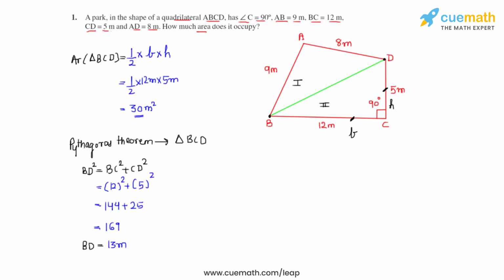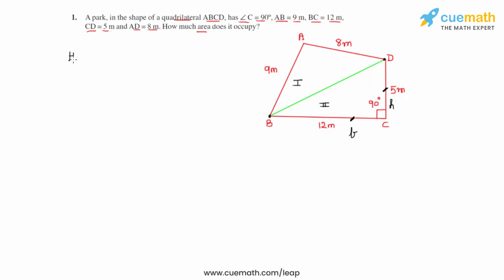Now that we have found out the length of BD, we can find the area of triangle ABD. But as we see that the height for this triangle is not given, we will have to make use of Heron's formula. So let's write that first. By Heron's formula, we can find the area A of any triangle by writing under root S times S minus a times S minus b times S minus c, where S is the semiperimeter for a triangle and a, b, c are the three side lengths.